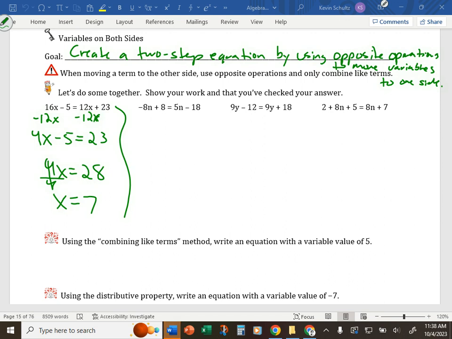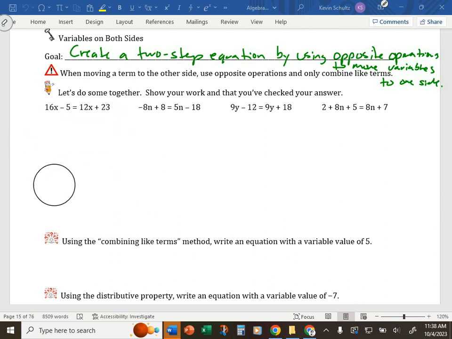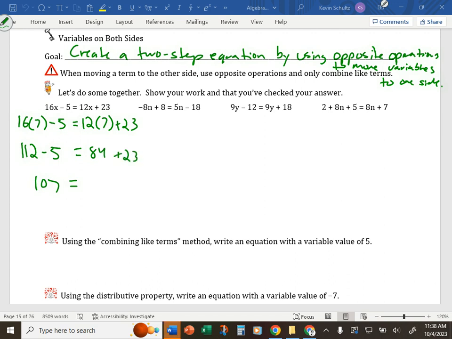Here's how you can check that answer too. If you take 16 times 7 and subtract 5, it's going to be equal to 12 times 7 and then add 23. 16 times 7 is 112, minus 5 is 107. 12 times 7 is 84, plus 23 is also 107. So you check these answers by plugging that value back into the original equation. Because it says that these two sides are equal, you know the two sides are going to be equal.